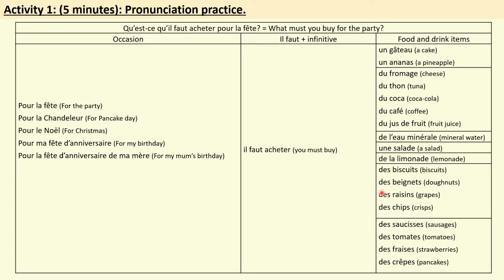Good. Okay, donuts now. You might buy donuts. Écoutez et répétez des beignets.